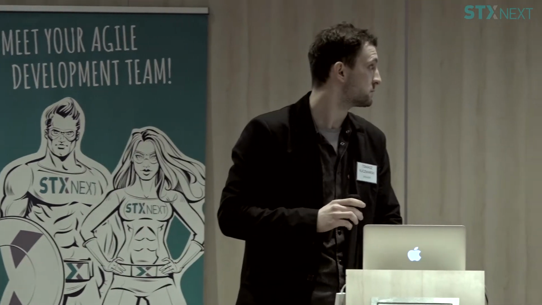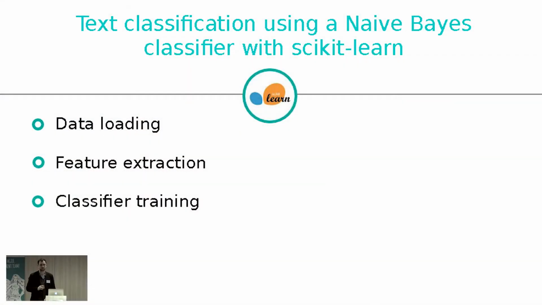So to do it, first we have to load our data into some kind of reasonable data structures. Second of all, we have to extract the features, right? So we have to get the text as an apple and extract its weight, its texture, and all that stuff, and also put it in some kind of reasonable data structure. And at the end, if we have the features ready, we can start with the training of our classifier.